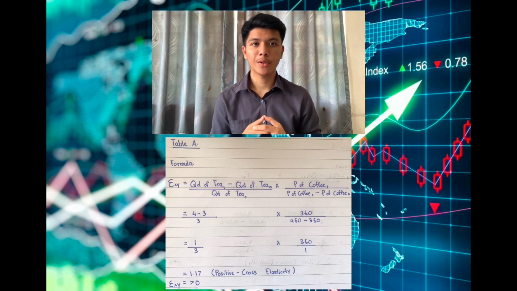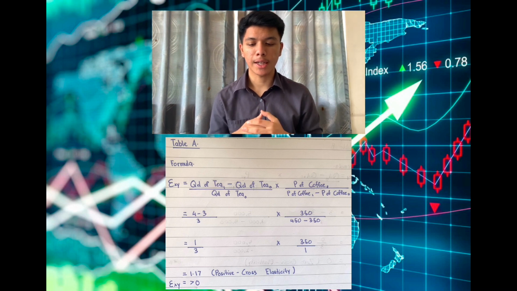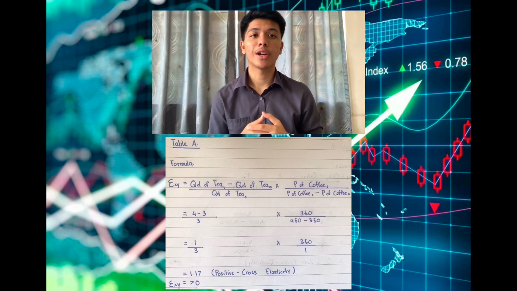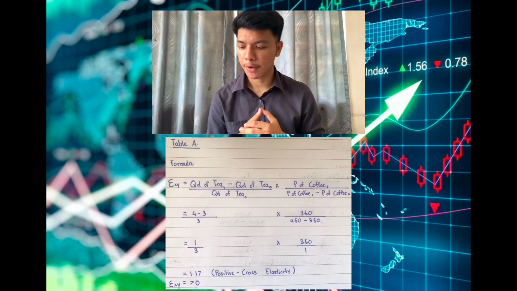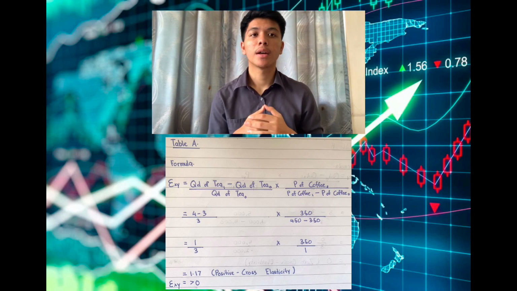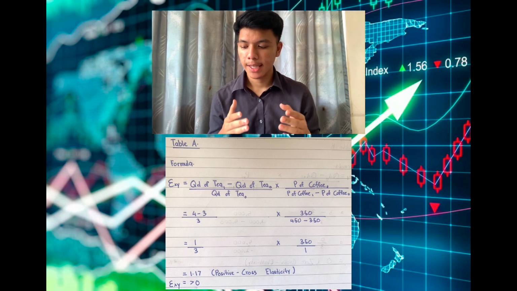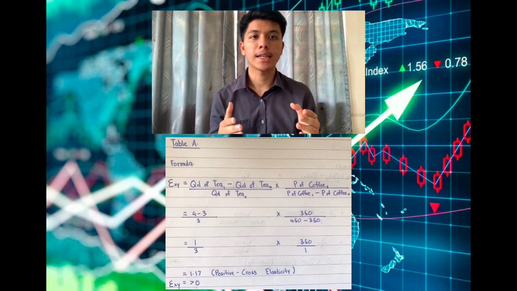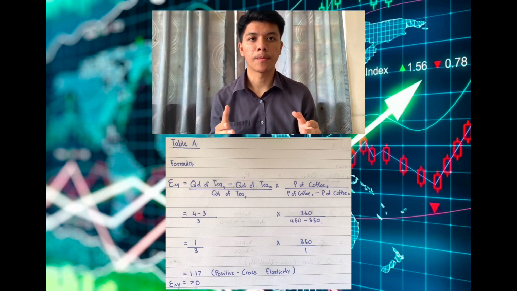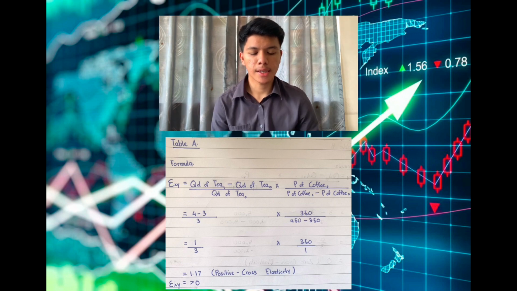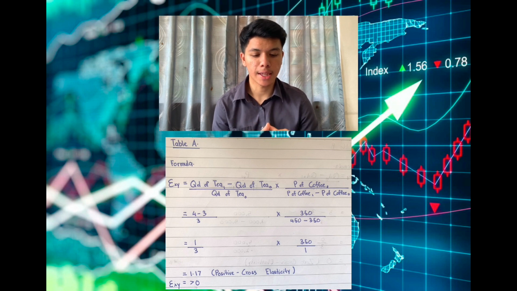So, after we use the formula to calculate the demand elasticity, we got the answer of 1.17, which is above 0. This means it is a positive cross elasticity relationship. If the answer is above 0, the type of relationship we got is substitute goods. For example, like from the question, coffee and tea.